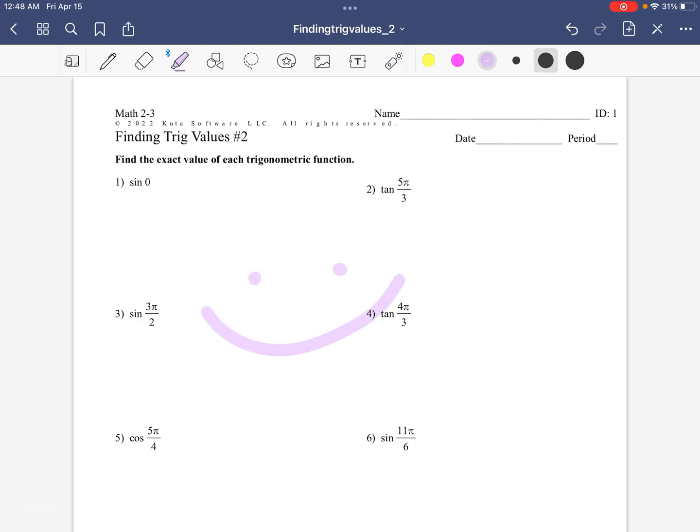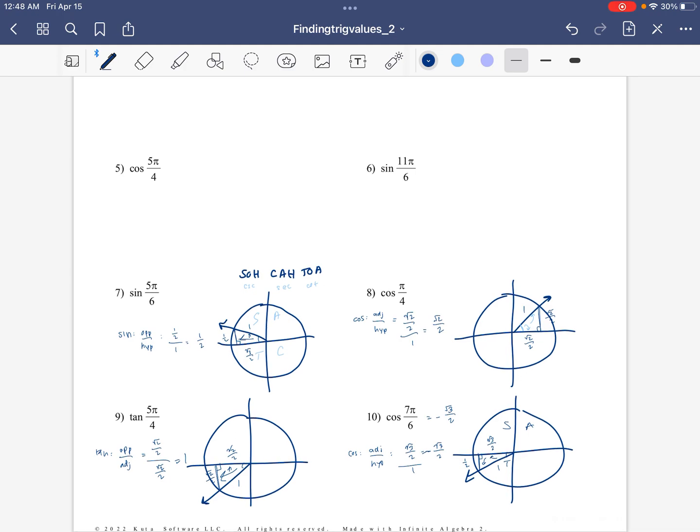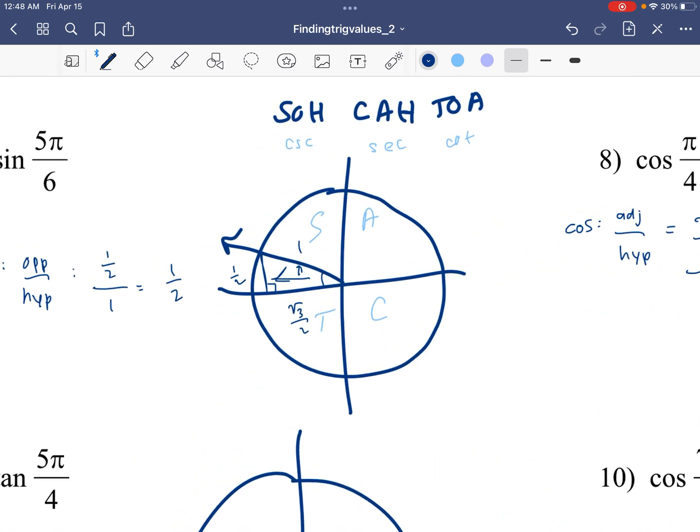Good morning, guys. I'm going to be finding trig values and then drawing it on the unit circle and then finding the value for that. So I did these last four.